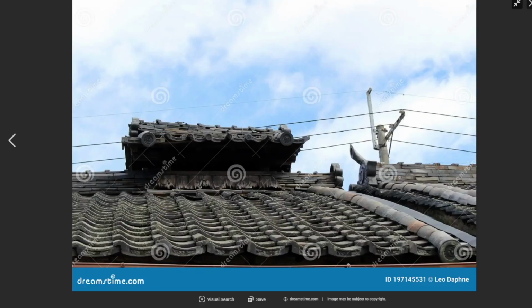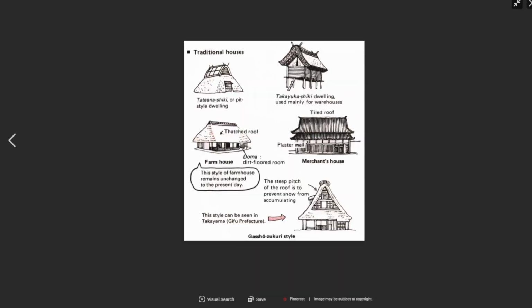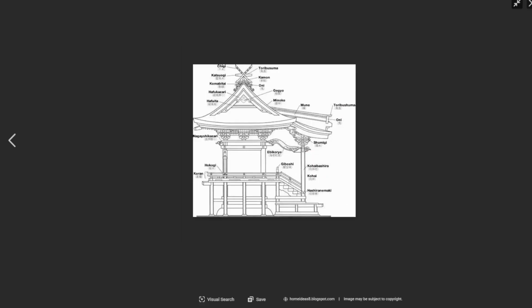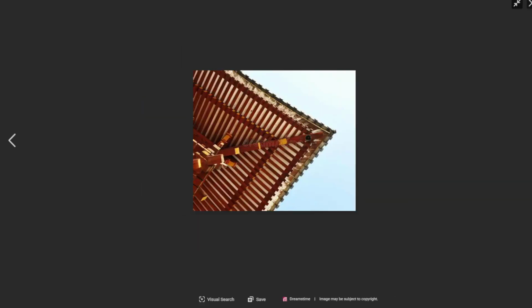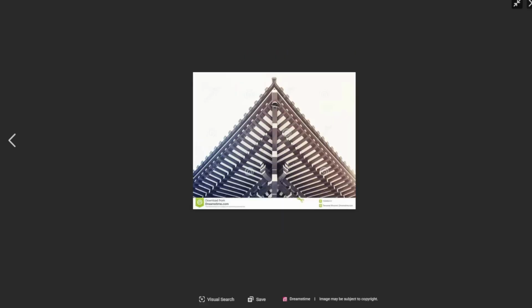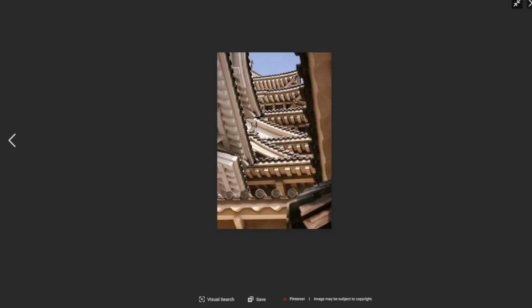Hip roof. The hip roof features sloping sides that meet at a ridge, with each side having a gentle slope at the bottom and a steeper slope at the top. This roof form is commonly used for residential buildings and tea houses.